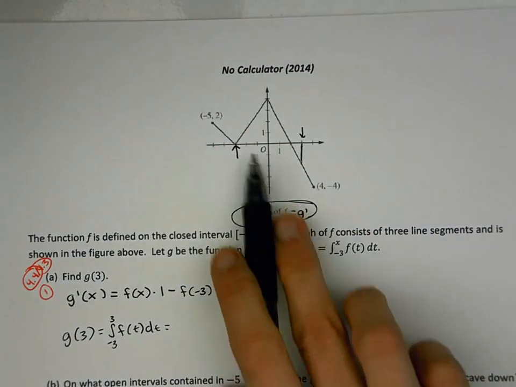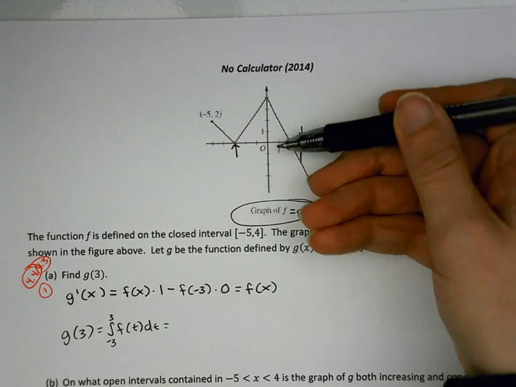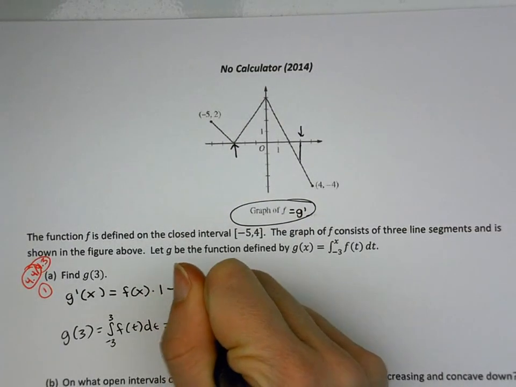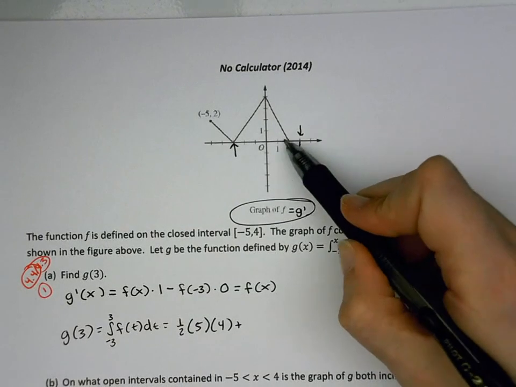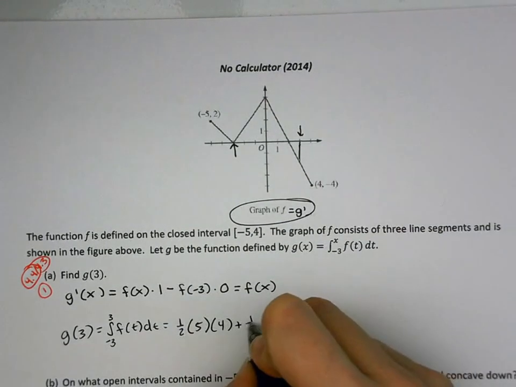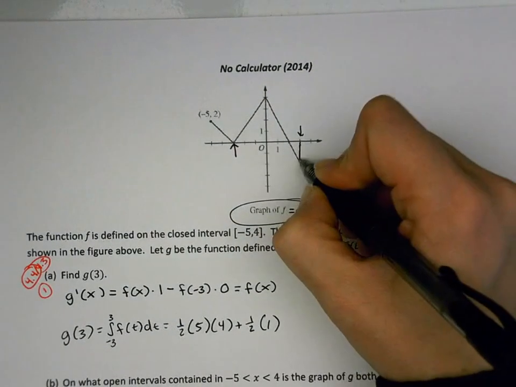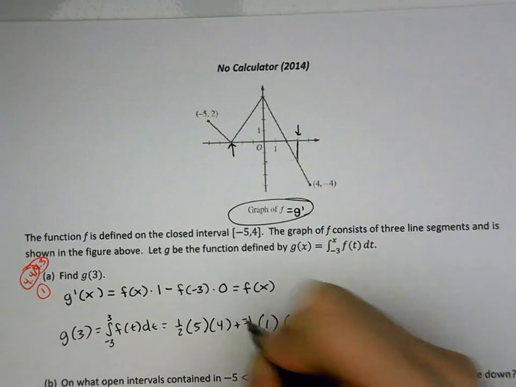So -3 to 2 is 1/2 base of 5, height of 4. It's above the x-axis, so it's positive. And then we got this little itty bitty triangle here: 1/2 base of 1, height of 2. And it's below the x-axis, so that's negative.